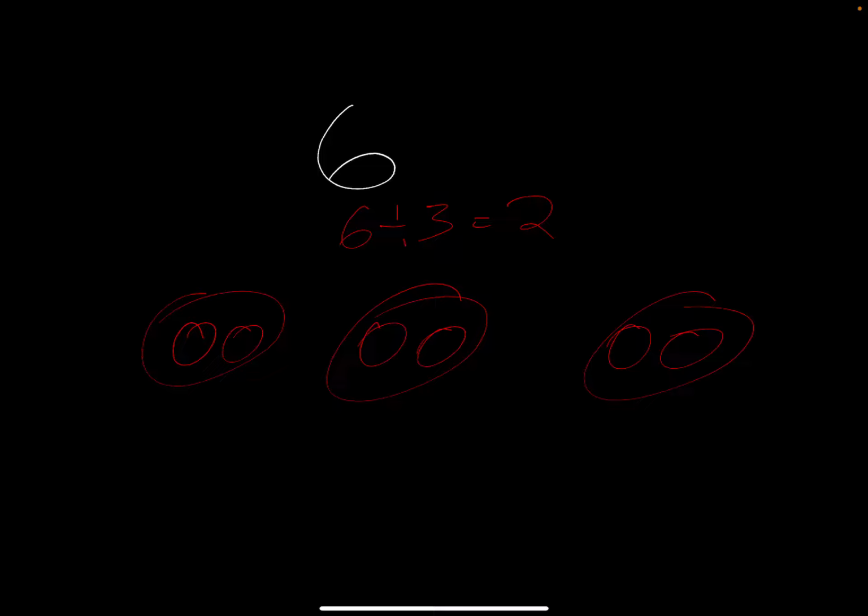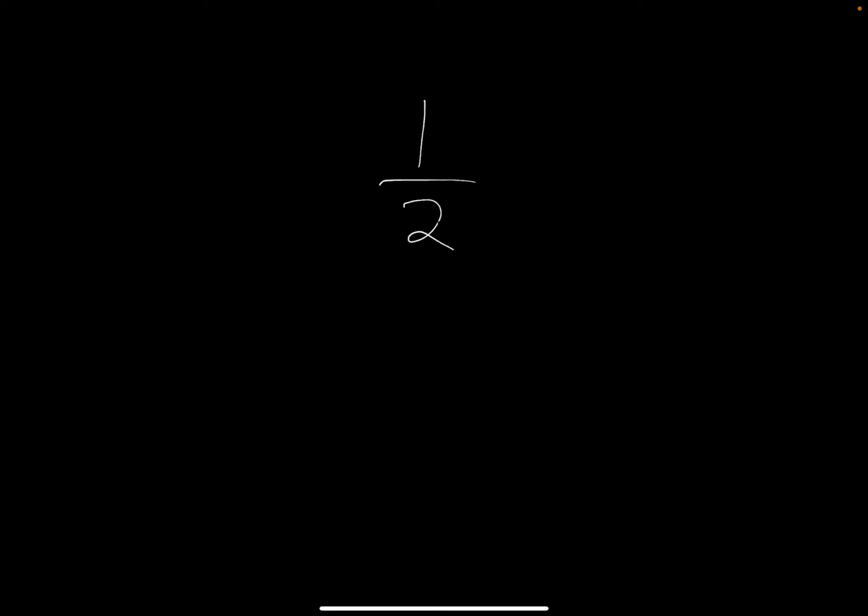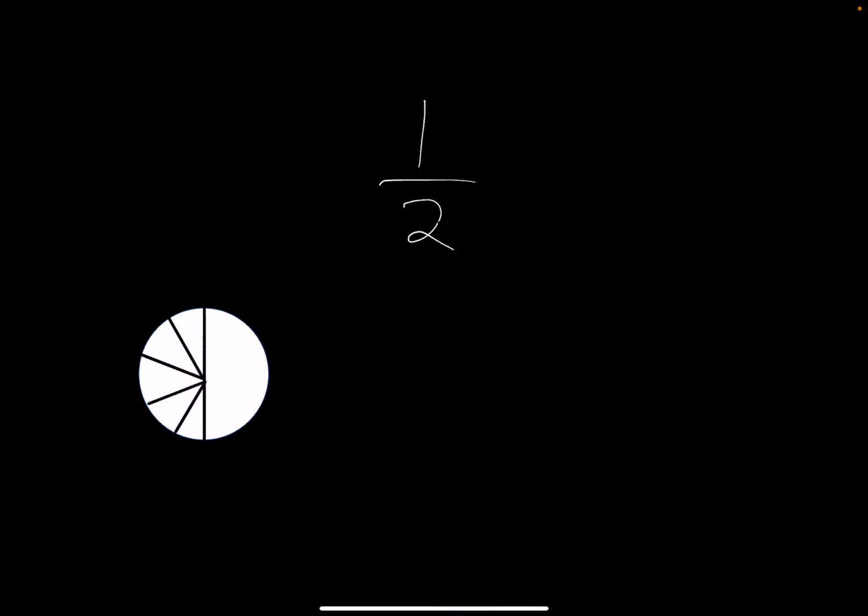I can also divide fractions. So I can divide fractions into parts. So if I have half of something and I want to divide that half of something into 5 more parts, this is what it would look like. So there is half of a pizza there, okay? And then I've cut it up so that 5 people can have a slice each.